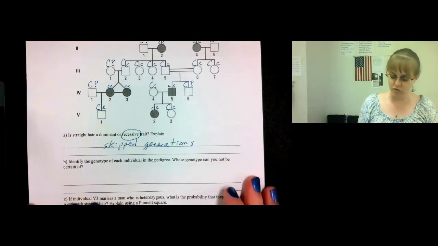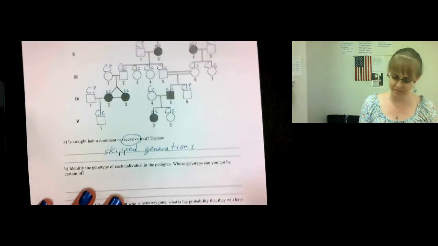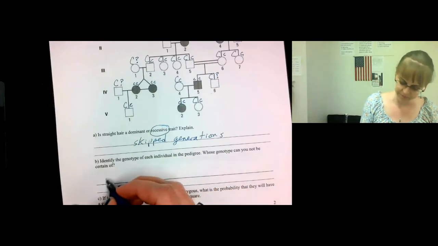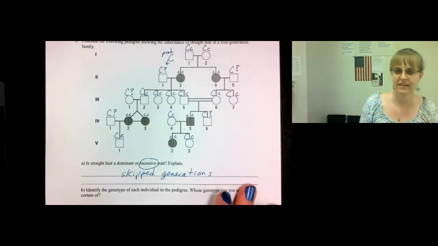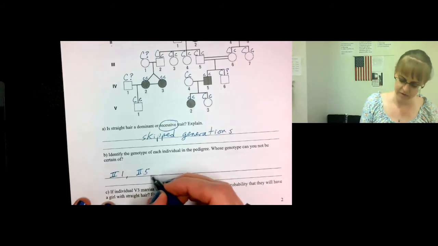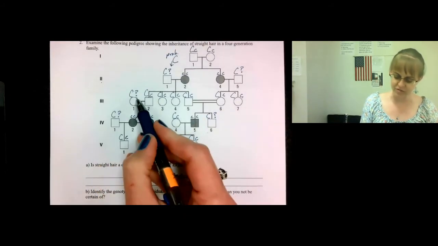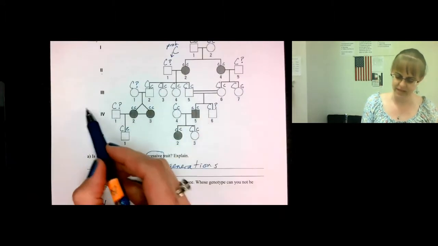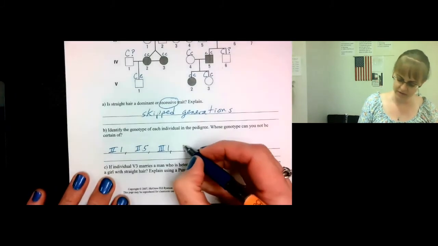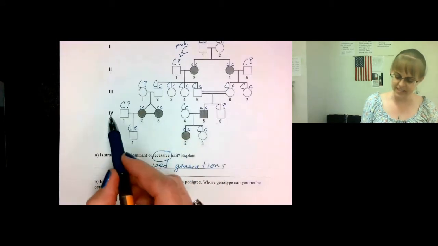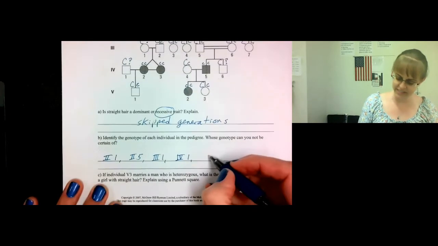So whose genotype can you not be certain of? Individual 2, 1. Individual 2, 5. Individual 3, 1. Individual 4, 1. And individual 4, 6.